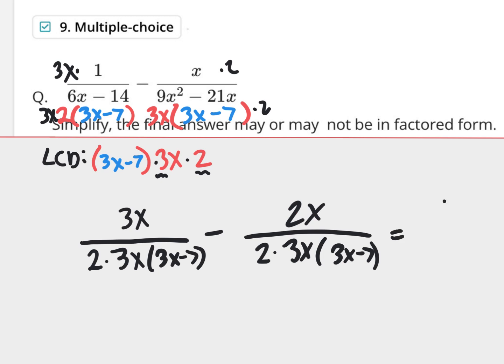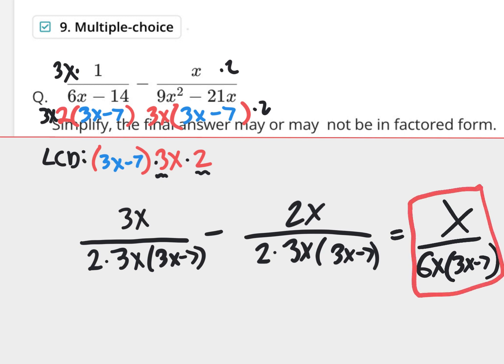So your answer is x over the common denominator, the LCD, 2 times 3. But I might as well do 2 times 3 and write it as 6x times the binomial 3x minus 7. So this is the answer right here. 6. No, wait, that's not the answer. You know why? Because you could cancel the x. This x up here cancels with that x down there. So that would leave us with a 1 over 6 times 3x minus 7. Because if there's nothing left up on top, you have to put the 1 up there.